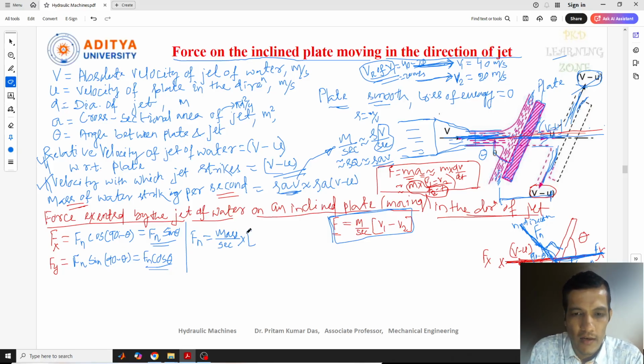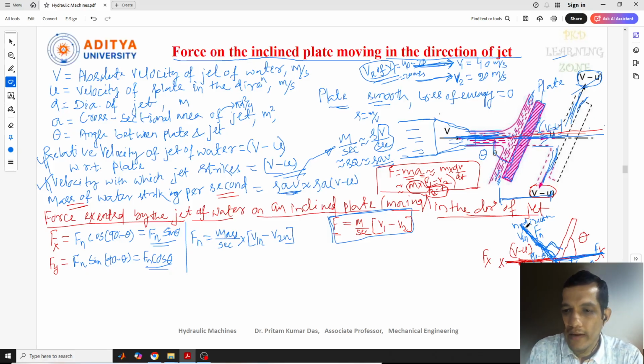That means I'll write here, with a slight modification, V1n. That means the initial velocity with respect to n direction, like at the starting point, what is the velocity V1n? Similarly here I'll write V2n after striking the plate. What is the final velocity? This is our requirement. Now we need to find this out.